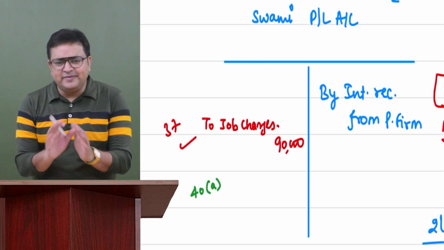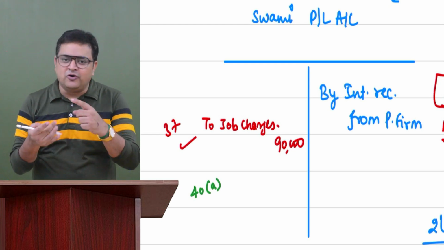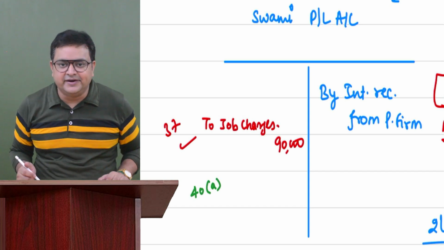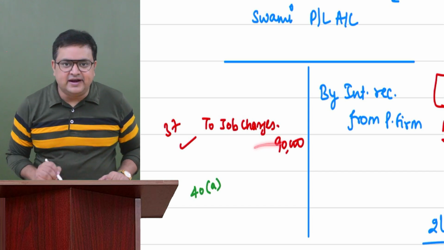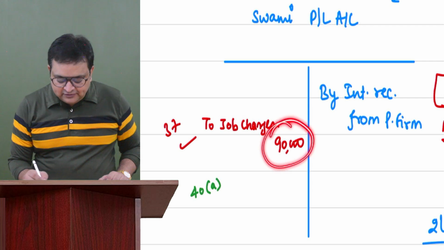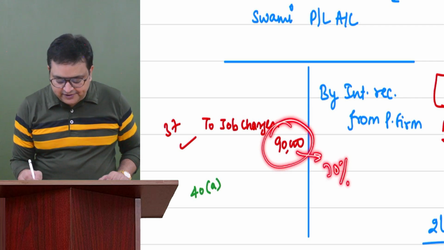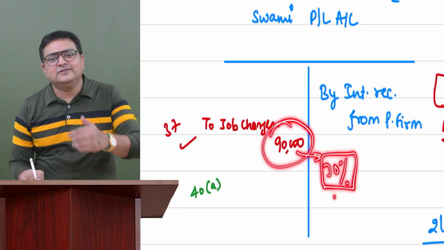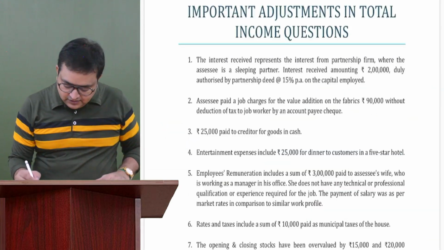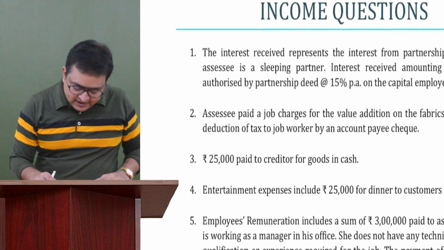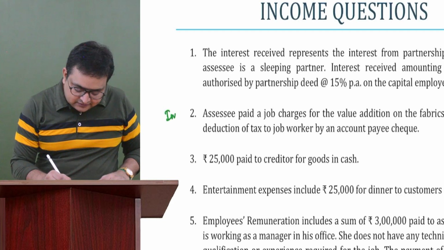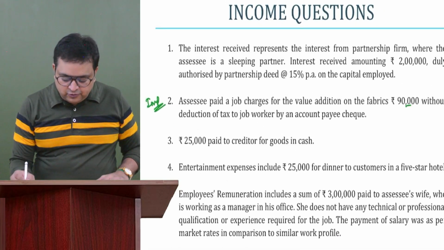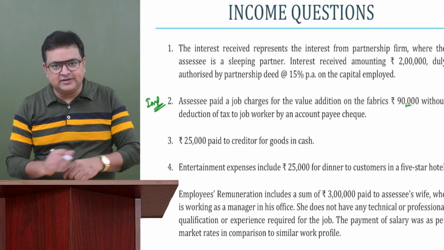But here they have not mentioned anything. So we always presume, if non-resident is not mentioned, that the person is a resident. Simple, he is residing in India. Or even the job worker is residing in India, right? So what we have to do is disallow 30% out of it, right? So 30% would be 27,000. On this, TDS was supposed to be deducted. So this is an important adjustment and it is frequently repeated. You have to disallow 30% out of it, 27,000, and add it back.